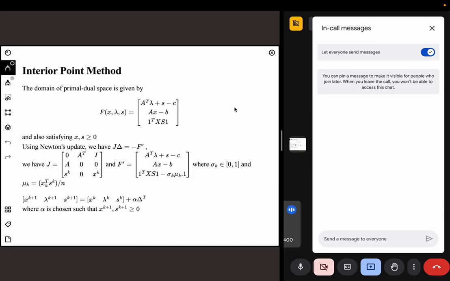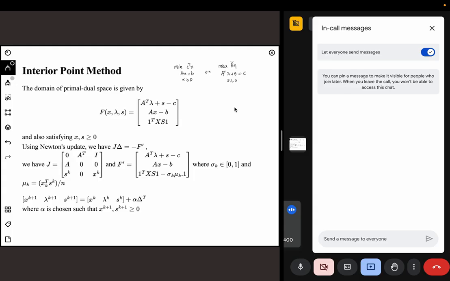The last one is an interior point method. Here we again try to solve the same LP problem. That is, minimize C transpose X such that Ax equal to B and x greater than or equal to 0. And you also solve the dual problem at the same time. That is, maximize B transpose lambda such that you have A transpose lambda plus S equal to C, and you have S greater than or equal to 0.